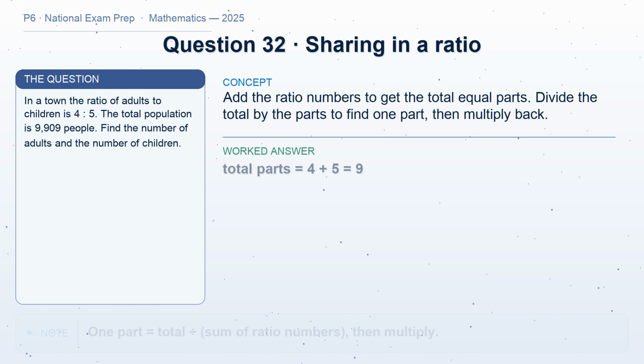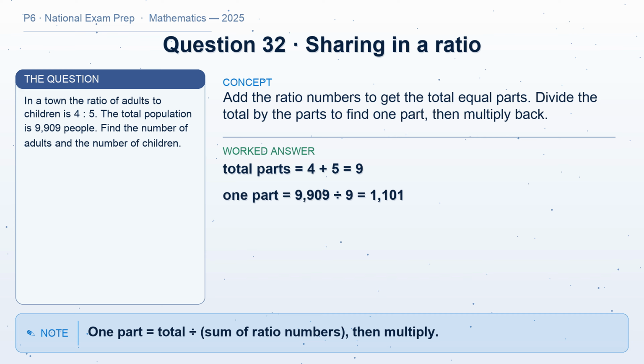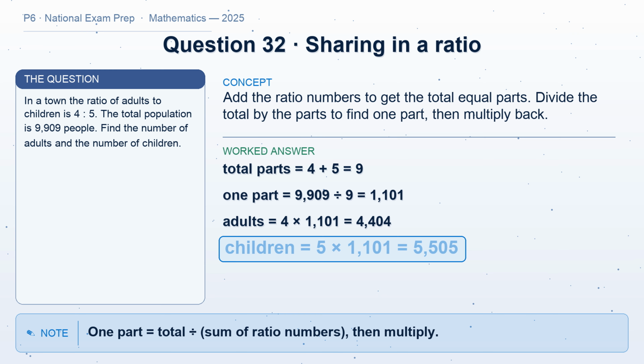So one part is 9,909 divided by 9, which is 1,101 people. Adults are 4 parts, that is 4 times 1,101, which is 4,404. Children are 5 parts, that is 5,505. You can check, they add back to 9,909.